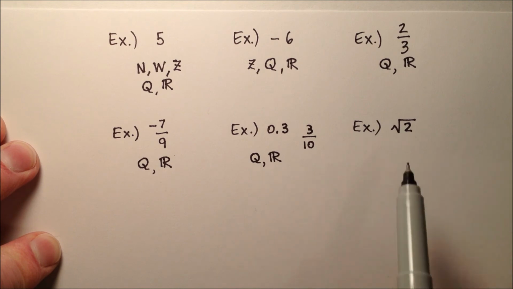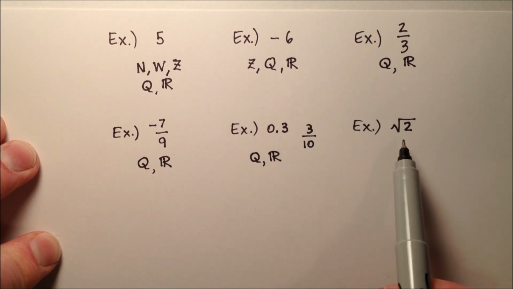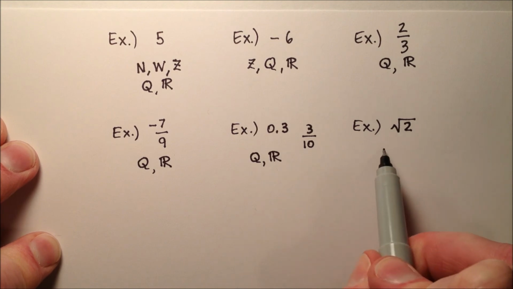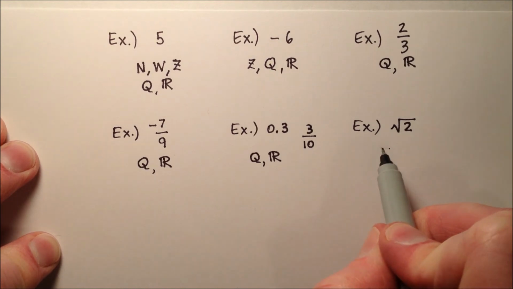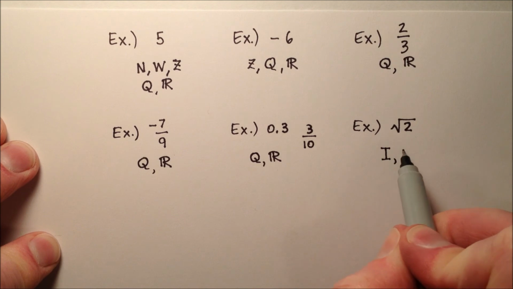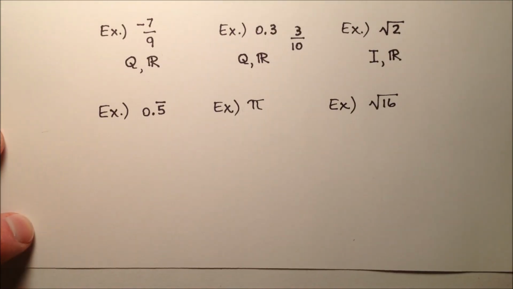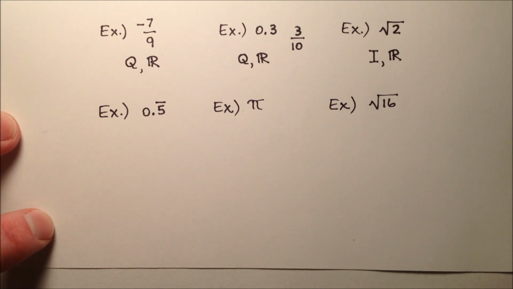Our next example is the square root of 2. Well, the square root of 2 cannot be written as the ratio of two integers. Whenever you put it into your calculator and take the square root of 2, you're going to get something like 1.414, and it's going to continue forever and ever with no rhyme or reason. So in this case, the square root of 2 is going to be irrational, and if it's irrational, it's also real.